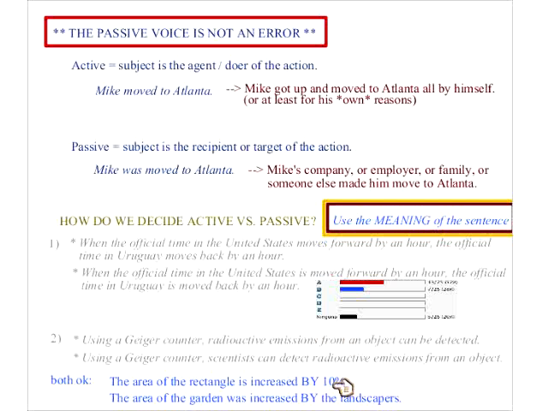So this needs to be the passive voice because the time doesn't just move itself. These are incorrect because it suggests that the time just gets up and moves on its own. That doesn't make sense, so that's not right. But this does make sense because it is moved by somebody else. And that's how it has to work. So by the government or by whoever else.